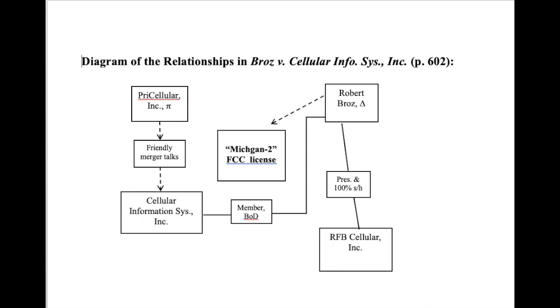Now, it's important to the case that at no time after Braz's acquisition of Michigan 2 had Pry Cellular in fact acquired Cellular Information Services. Okay, so let me say that again. During the fight between Pry Cellular and Braz to acquire the Michigan 2 license, during that whole time, Pry Cellular was still just a third-party outsider that had not yet acquired Cellular Information Services. That'll turn out to be important.